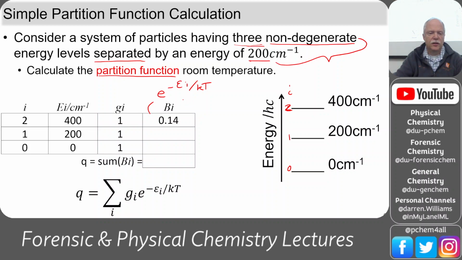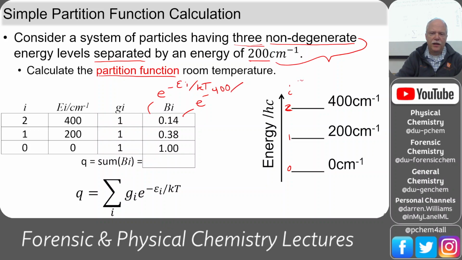So that first one is going to be 0.14, or the top one will be, and then the next one 0.38, and the next one 1. Let me just show the math for this one. So that's e to the minus 400.